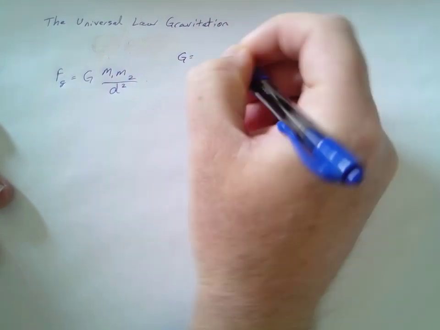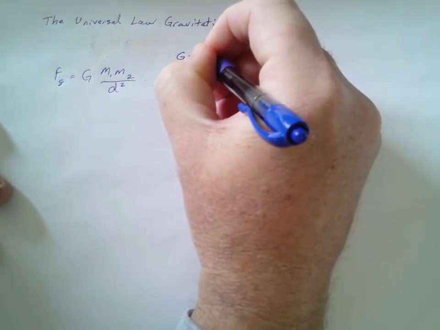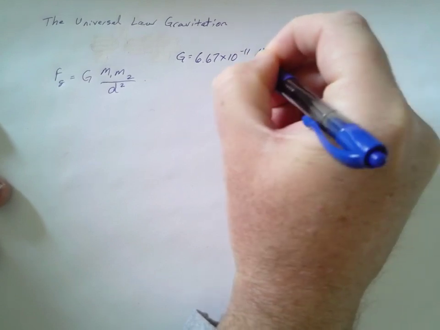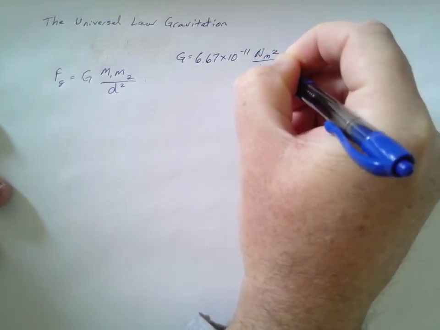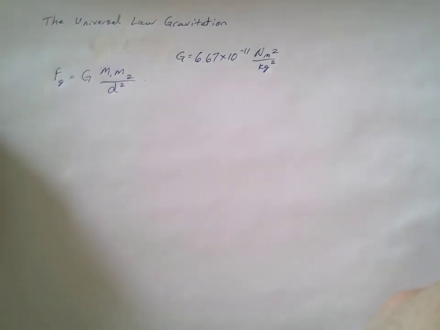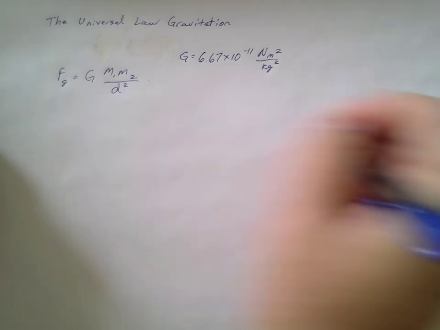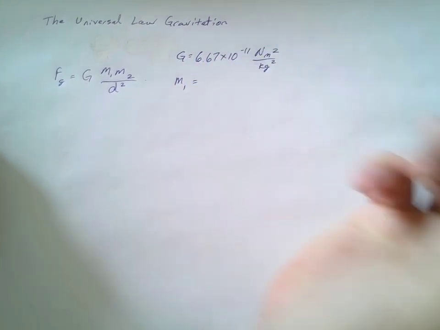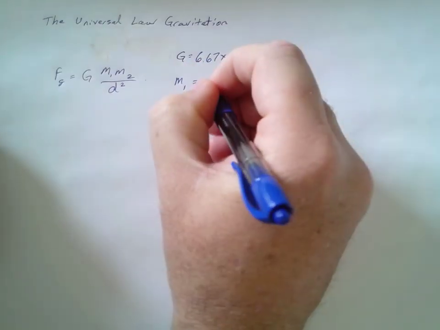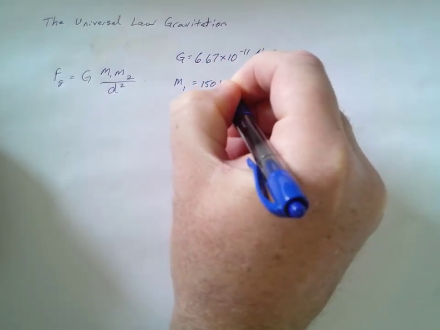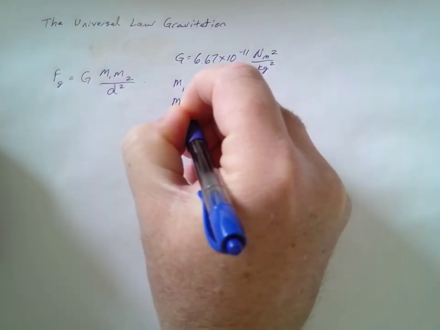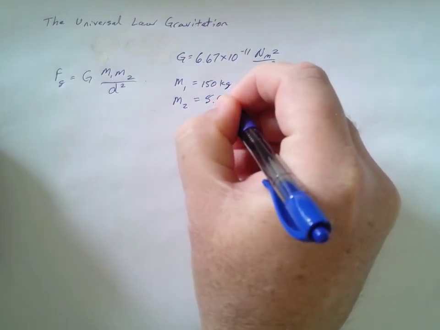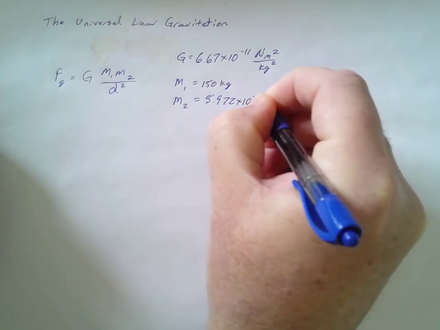G, the universal gravitational constant, is 6.67 times 10 to the negative 11 newton meter squared per kilogram squared. We're going to put in mass one as, let's just say, a person, and we'll say the person is 150 kilograms. Then we're going to do the mass of the Earth, which is 5.972 times 10 to the 24 kilograms.